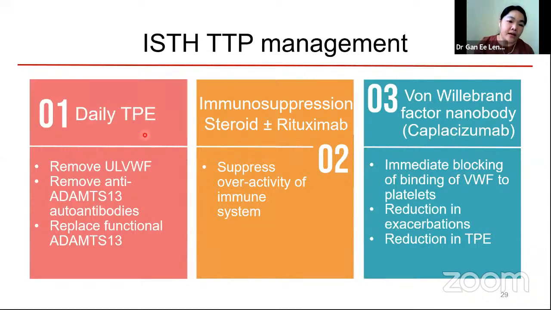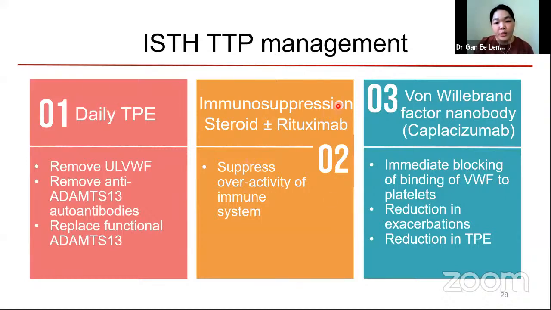So TPE, plasma exchange. As we remember, in TTP we have very sticky ultra-large von Willebrand factors, so we need to remove them. We need to remove the ADAMTS13 autoantibodies, and we need to replace the functional ADAMTS13 so that we don't develop further microthrombi. So we need daily TPE.